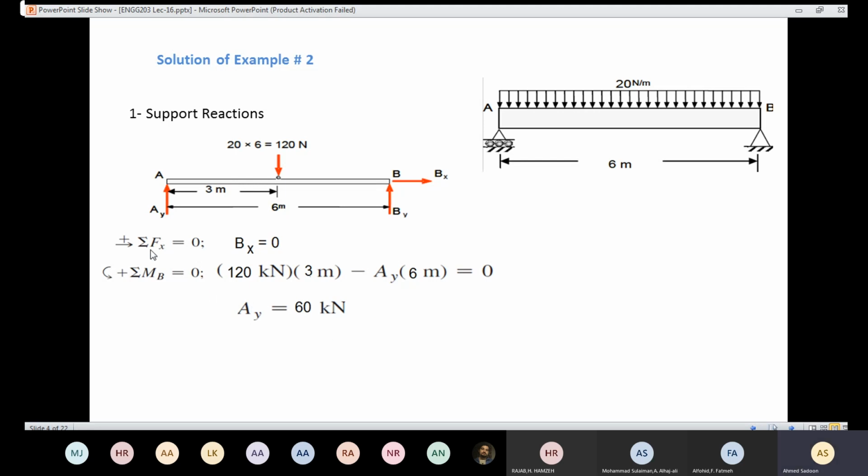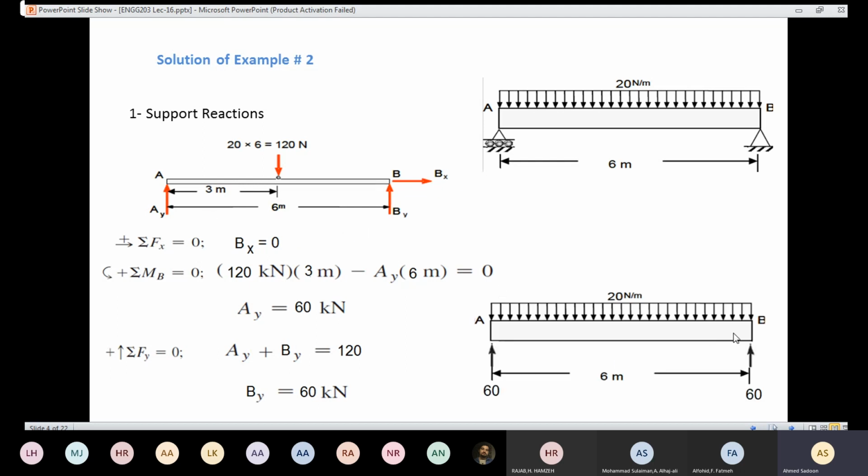So now I know the reaction here. I'm in position to use the summation of the forces in y-axis. If I'm going to apply that equation, AY is positive according to the sign convention. BY is positive as well, while 120 Newtons is negative. So I already know AY, which is 60. Then I will be able to know BY is going to be 120 minus 60, which is 60 kilonewtons. So now I know BX, I know AY, and I know BY. So now I know all the support reactions.